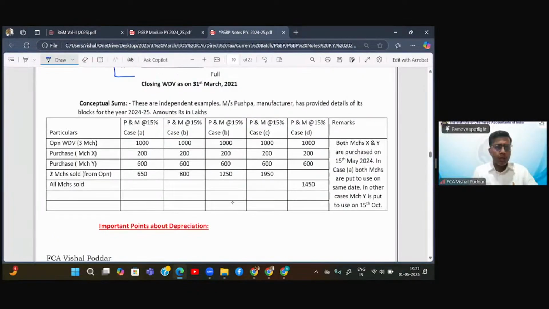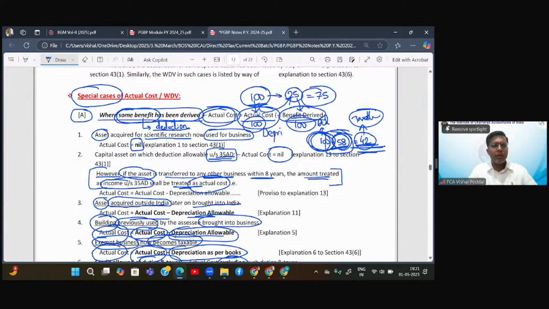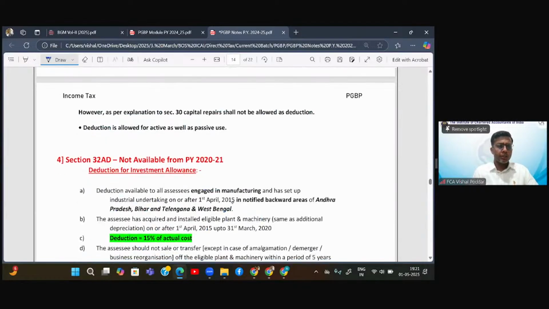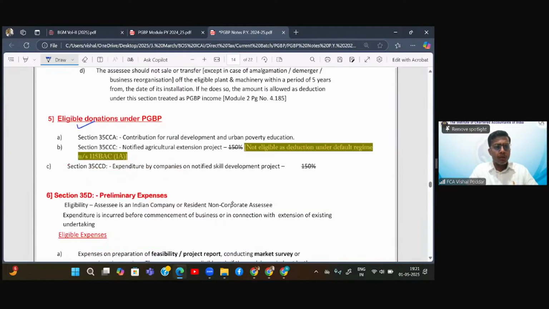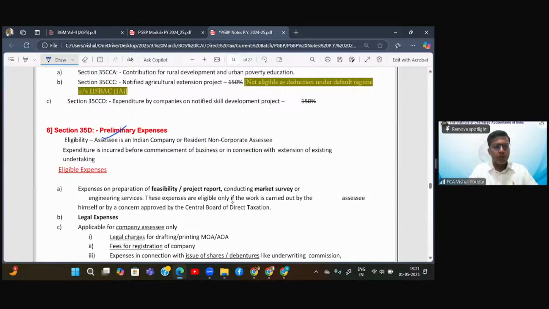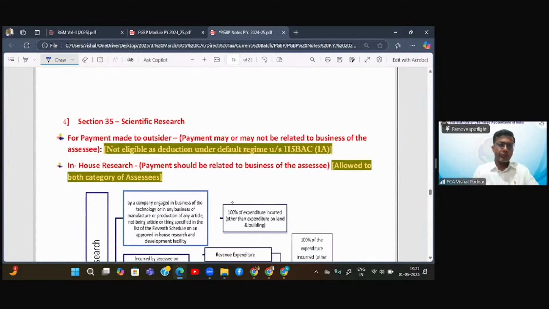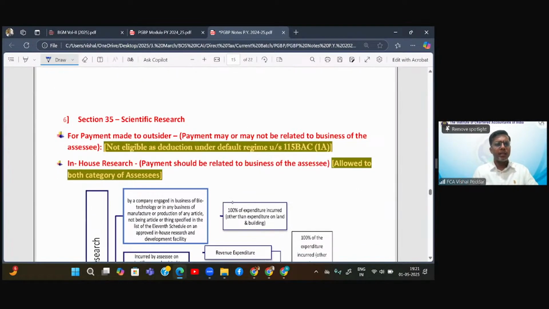Sections are done. 32 AD is now no more applicable, so no need to do it. Small sections, donation, preliminary will do after the break. Let me take one more section. Yes, scientific research. So now you know everything in this scientific research, but as a section, let us discuss.